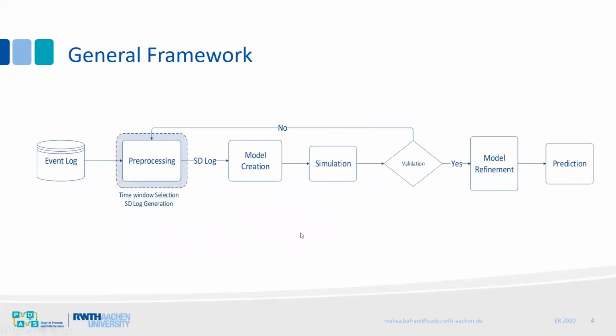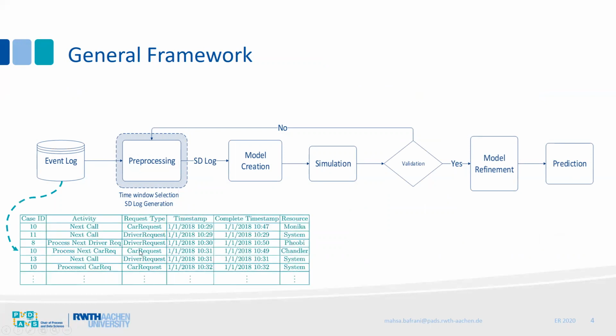Our general framework starts with an event log. For example, this is an event log of a toy example, which we use for a call center of a car company. You can see we have case ID for customer number 10, and the activity is next call, which is done by this resource at these time steps. The same case ID appears here, which shows that the next activity done for this customer is processing their next car request, with the same attributes.